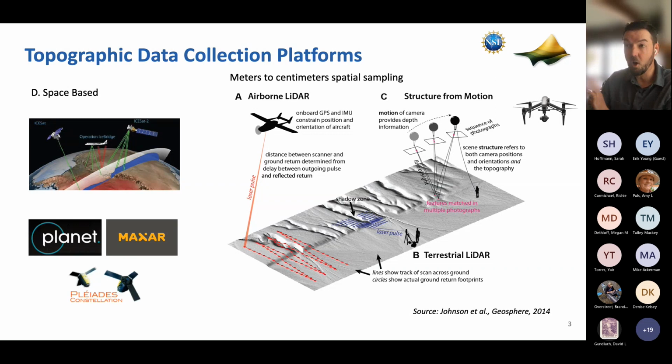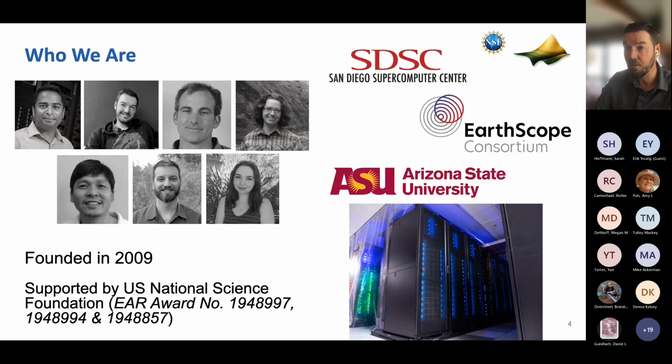So we're really interested in data from all these different types of platforms. Before I talk a little bit more about OpenTopography, I'll just say a little bit more about us and how we got to where we are.